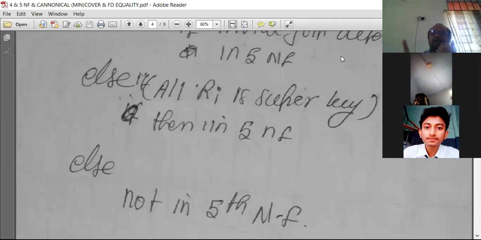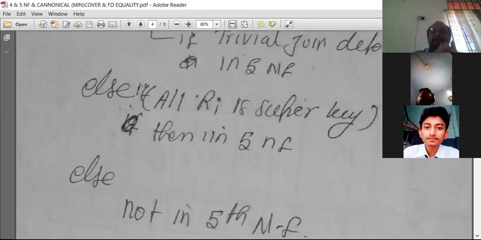If a trivial join dependency exists, what is trivial join decomposition? I already explained it in the first class: what is trivial and what is non-trivial. So I am saying that if it is a trivial join dependency, then the table is in 5NF.